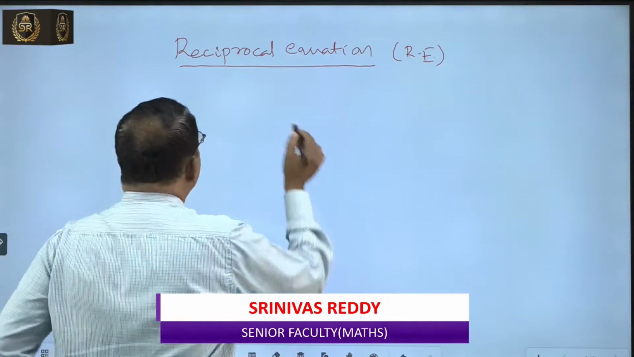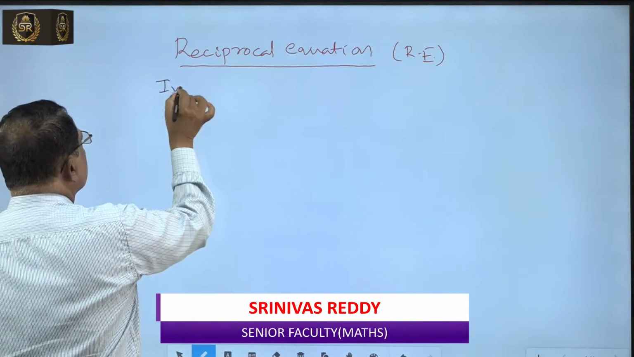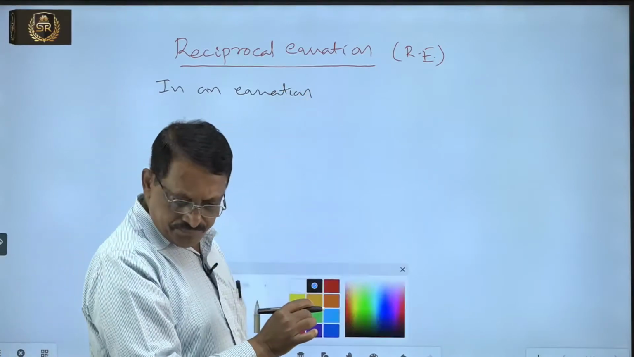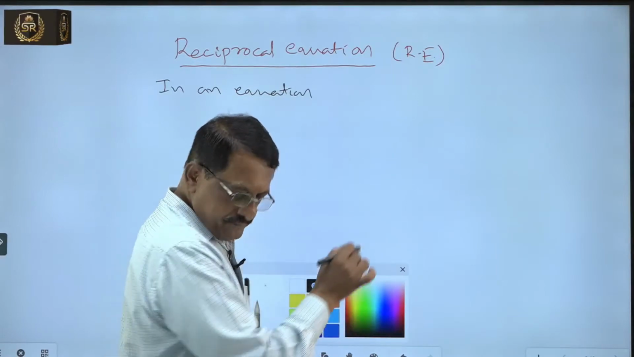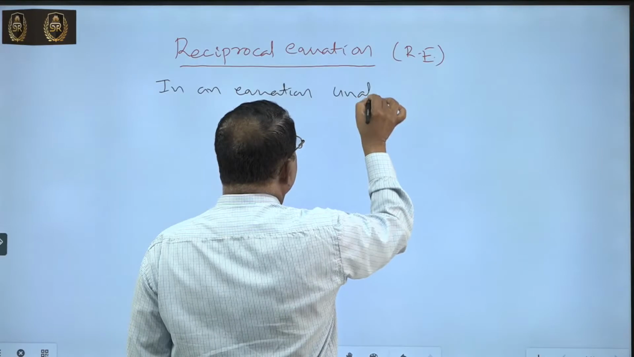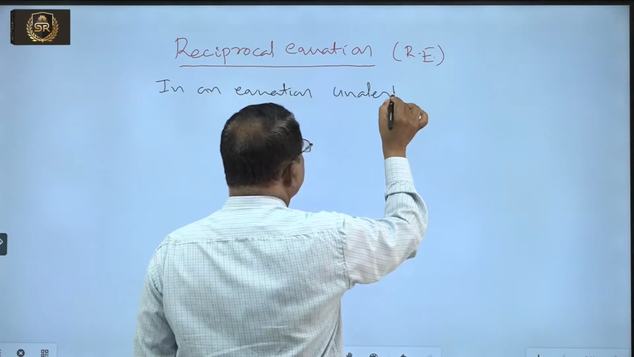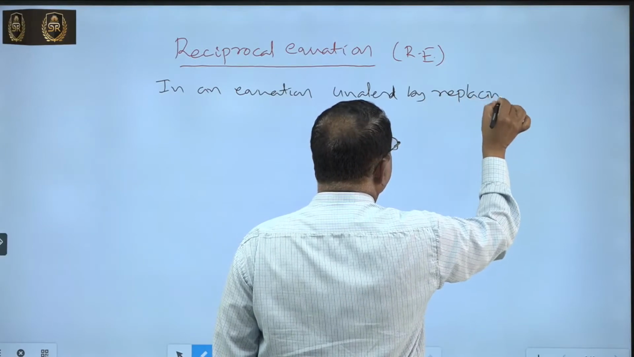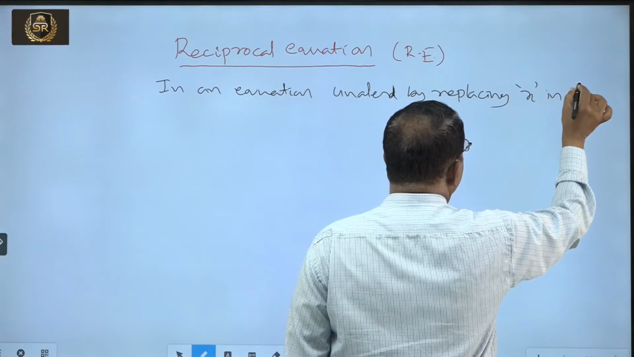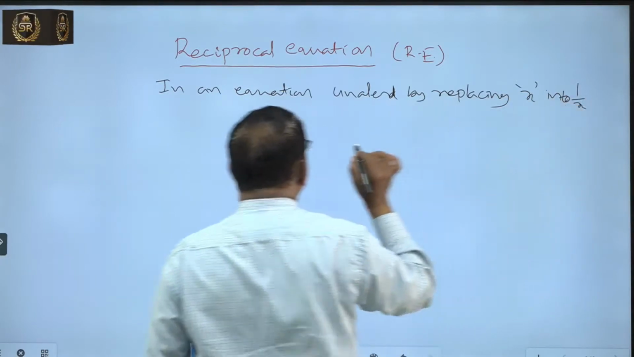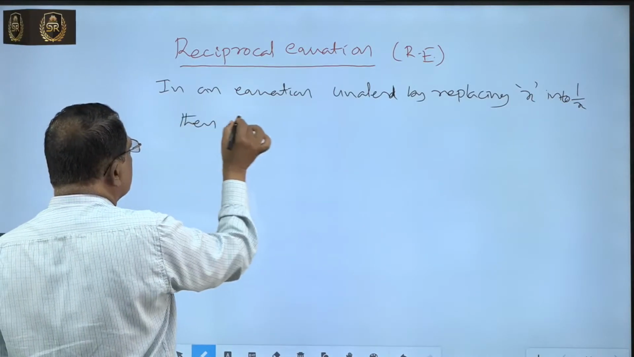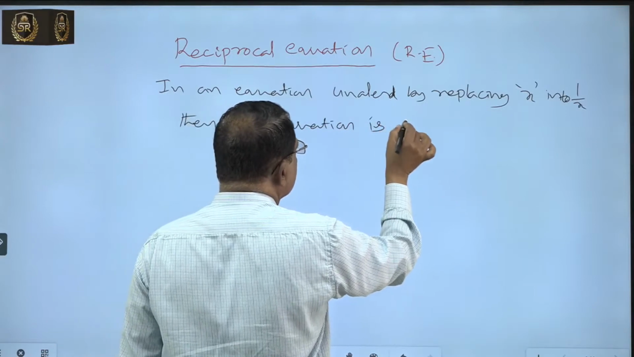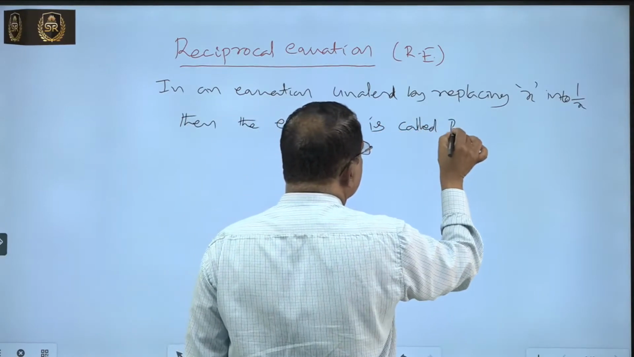Now, the definition of reciprocal equation: in an equation, if it remains unaltered by replacing x with 1 by x, then the equation is called a reciprocal equation.